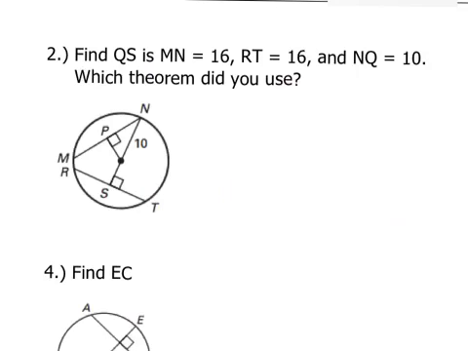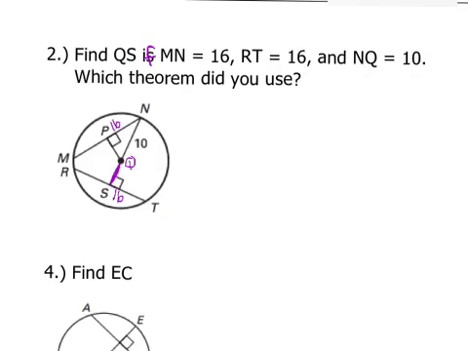Find the length of QS. So look at your picture. Where's Q? Q's the center. You might need that. Q's the center, so we're looking for that length, QS. If, that should say, if the length of MN is 16, so fill in that the length of MN is 16, RT is 16, and NQ is 10, which is filled in your picture.